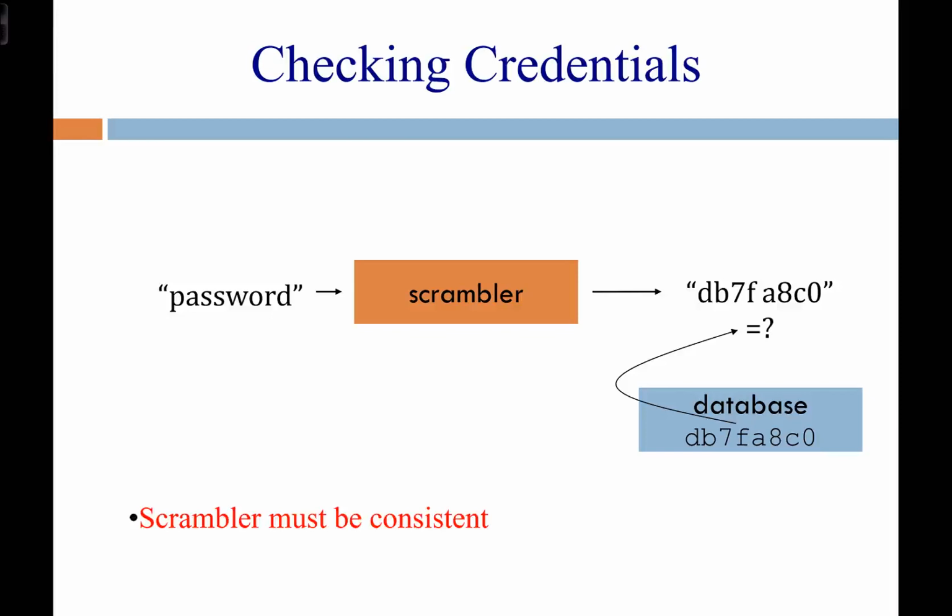So that means whatever this scrambler function is, it has to be consistent. It cannot be random. It can't be based on time. It has to always produce the same scrambled result given the same input.